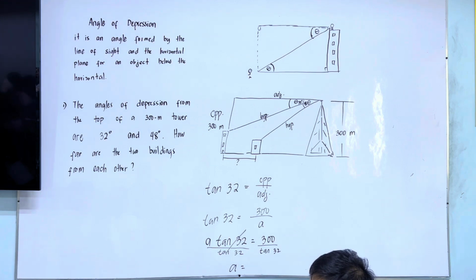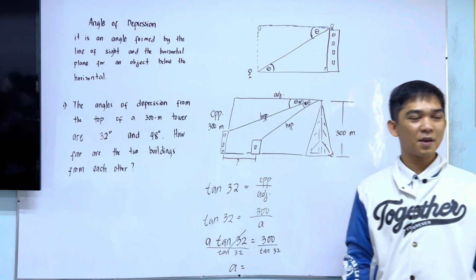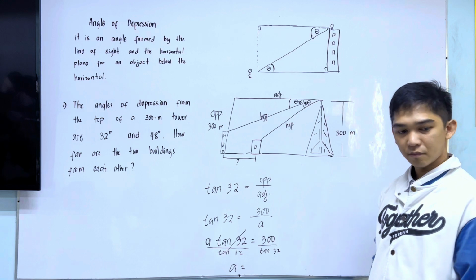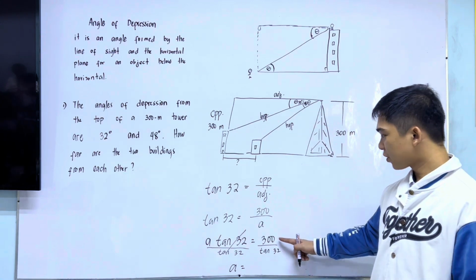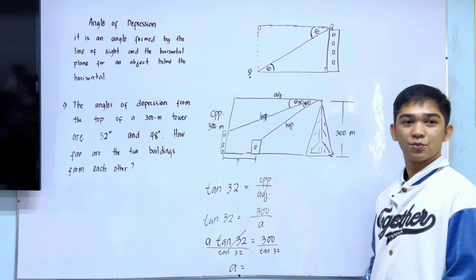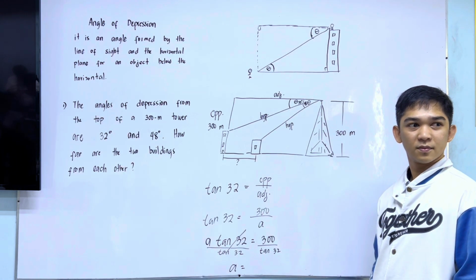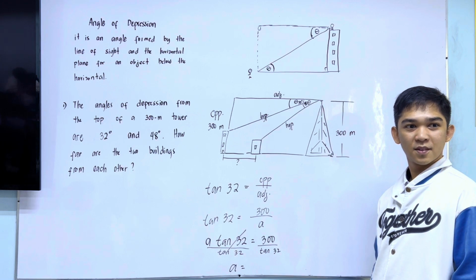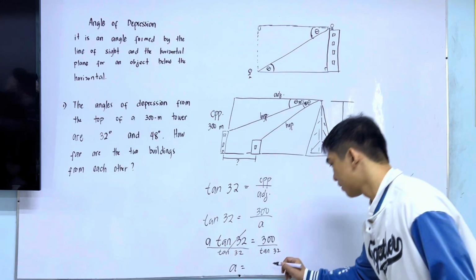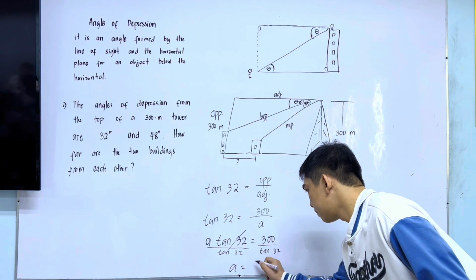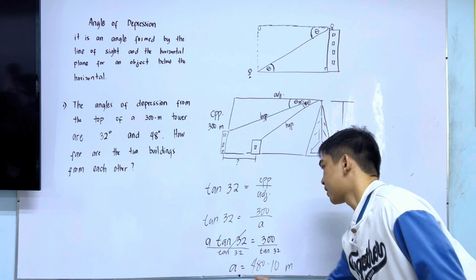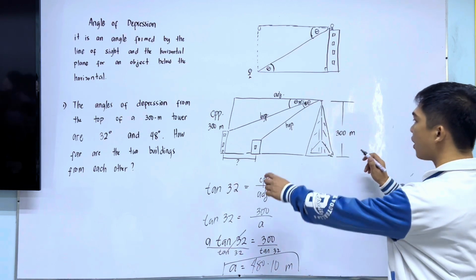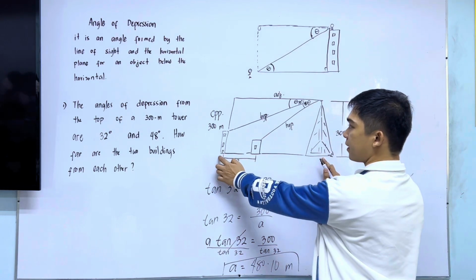Ano sagot sa inyo? 300 over tan 32. Oh, bakit iba-iba? 480.10. Yan yung distance ngayon, tower to here, 480.10 meters.